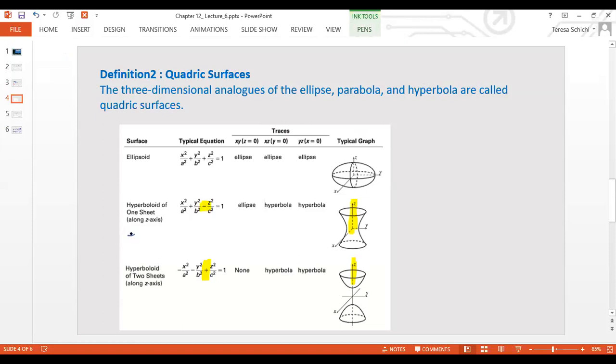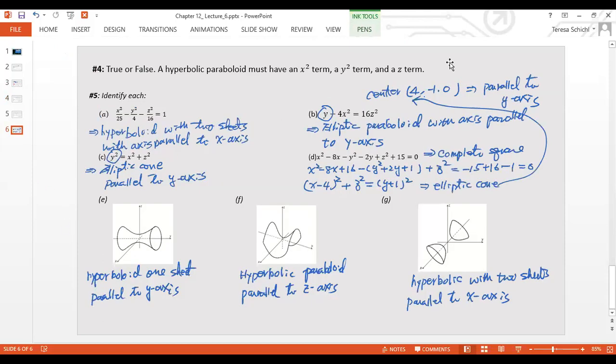So in part E, we say it is a hyperbolic parallel to the y-axis. So what you do here, you say x squared over a squared plus z squared over c squared, and then minus y squared over b squared equal to 1, right? You just change the parameters. That's why I said which axis it is parallel to is very important, right?